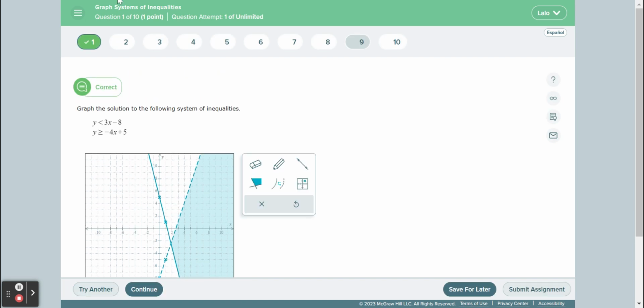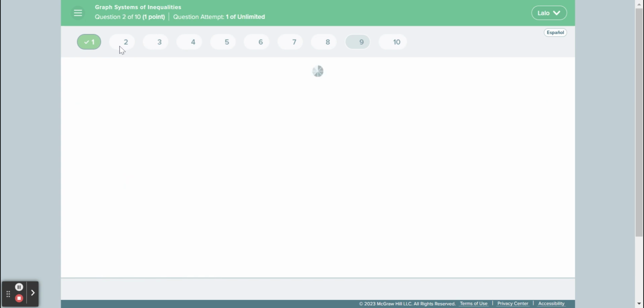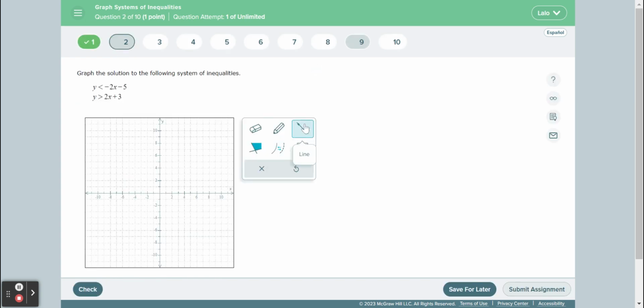Now let's go ahead and do another one here. Put them on the graph. Y-intercept's -5. Slope is -2, so down 2, right 1. That is a dotted line, so make sure I make it dotted. And that one is a less than. Y is less than, so I'm going down and I'm clicking my shading.